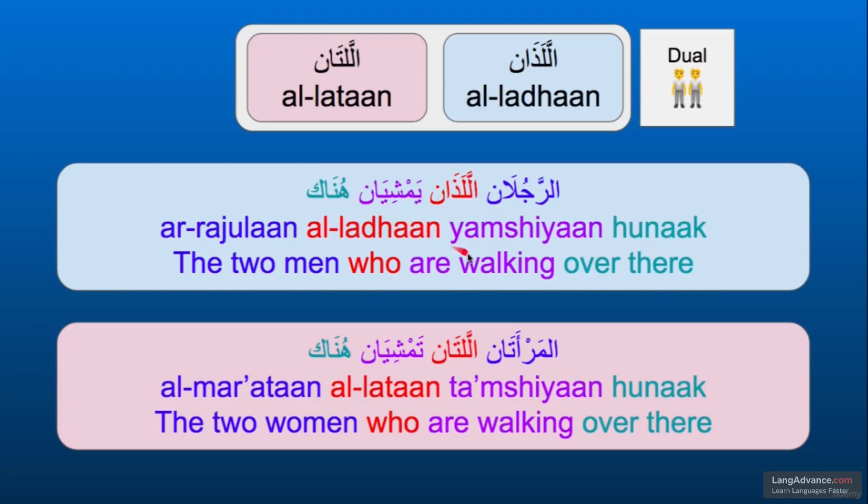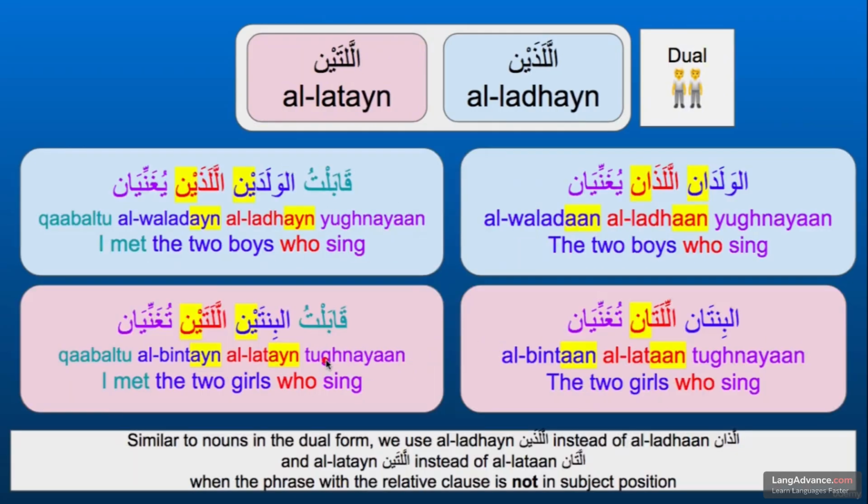And we can also use it for female. So المرأتان اللتان تمشيان هناك. المرأتان, the two women. اللتان, who, in dual form and female form. تمشيان, so this is the verb walk in third person dual female, and هناك means over there or there.